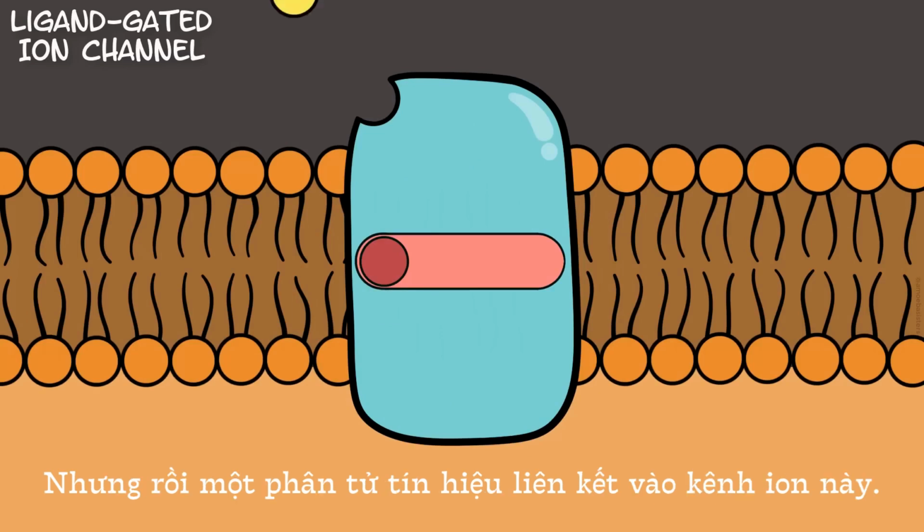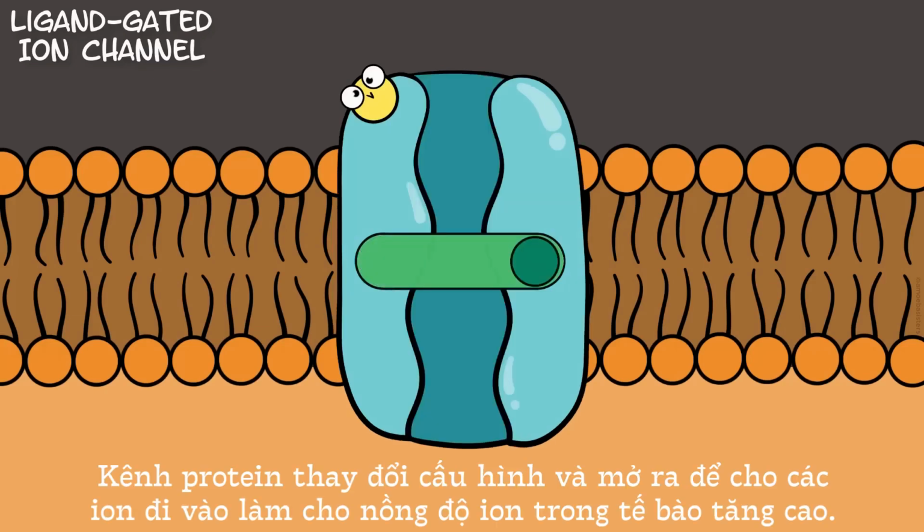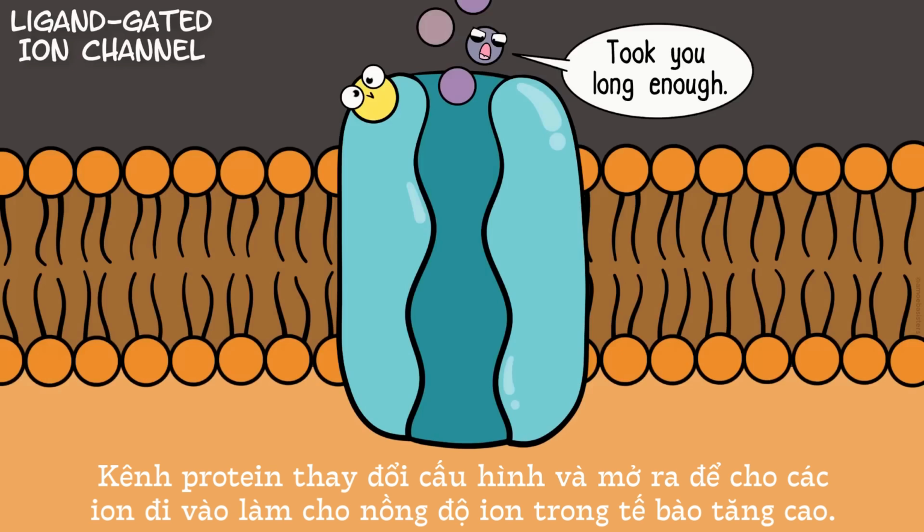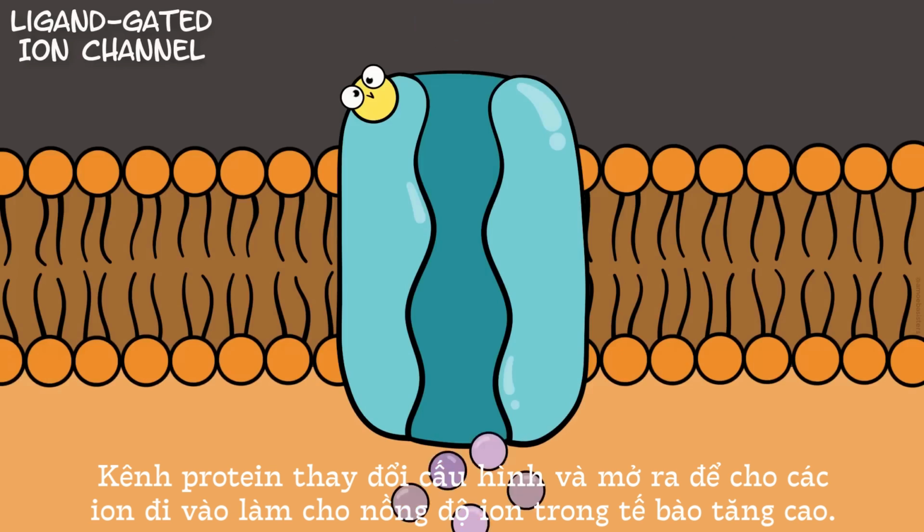But here comes a signal molecule, a ligand. It binds the receptor, which is the channel protein in this case. Now, the channel protein responds by opening. The ions, not the ligand, go through. Once ions get through, the concentration of ions increases in the cell.